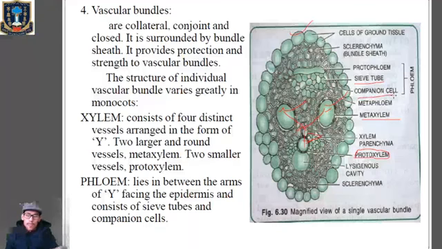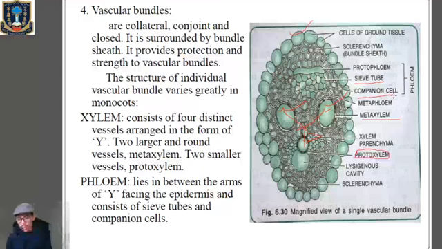So it's just the structure of a single vascular bundle where you can see the presence of the xylem and the phloem. Xylem has four distinct vessels forming a Y structure. Two larger ones are called the meta and the two smaller ones are called the proto. Then phloem lies in between the arms of the Y facing the epidermis and is mainly composed of sieve tubes and companion cells, and phloem parenchyma is absent.